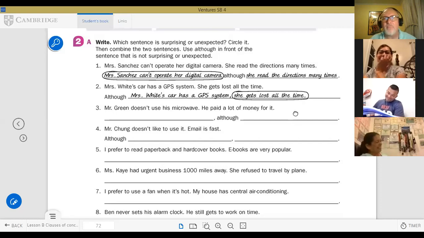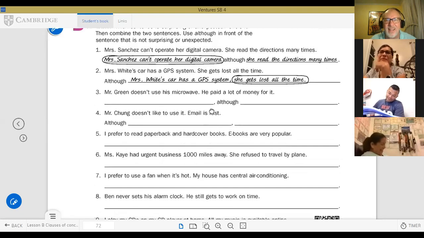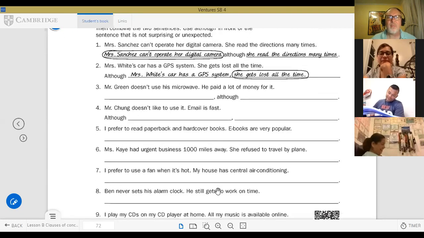Now let's look at the next one. Mr. Green doesn't use his microwave. He paid a lot of money. All right. What is the surprise? That he paid a lot of money, or that he doesn't use it? He doesn't use it. Doesn't use his microwave.